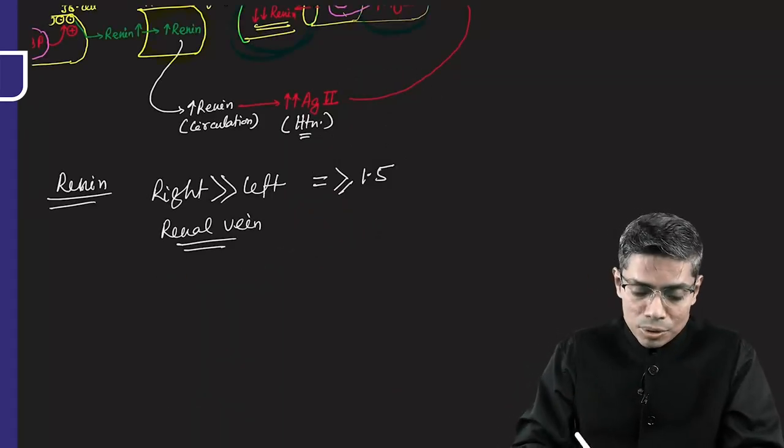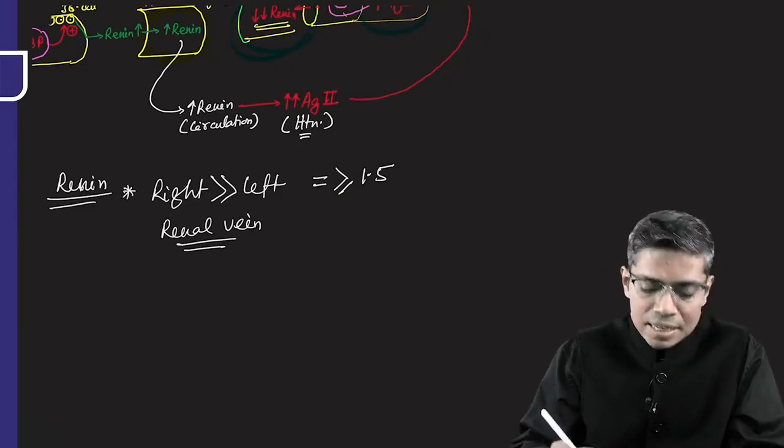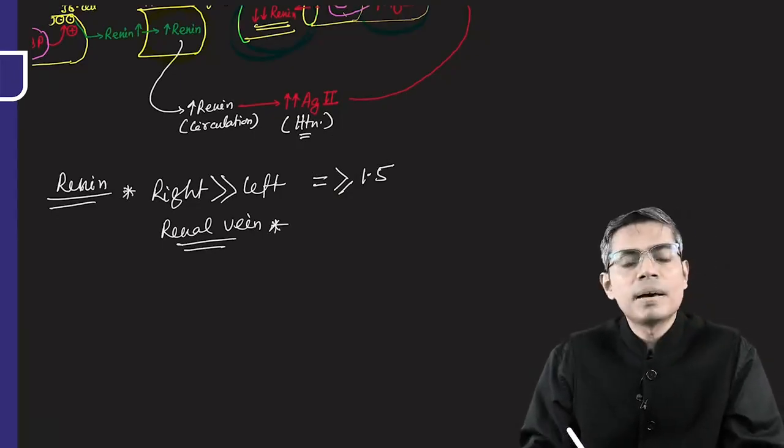And if one person is suffering from bilateral renal artery stenosis, then also you can go for this measurement of the renin at the level of renal vein. Suppose you have bilateral renal artery stenosis. Which side are you going to surgically intervene, right side or left side? Measure the renin level in both sides. The more the renin level, you should intervene, you should surgically operate that side first.